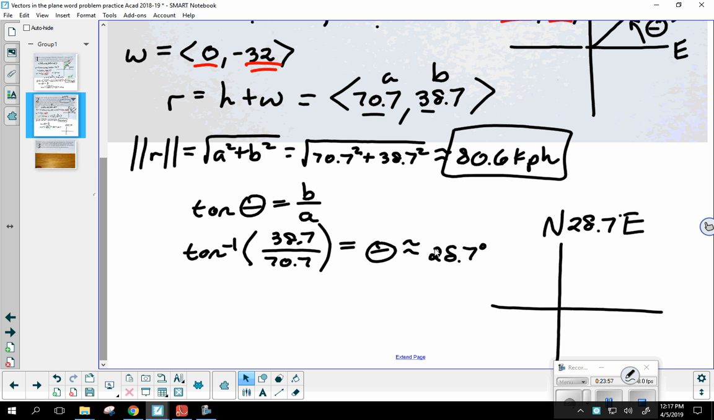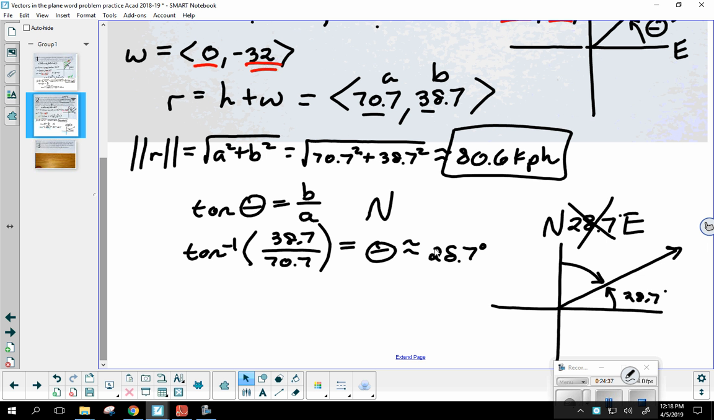Now remember, this angle theta for these two formulas right here, theta will always start what? It always starts from the positive x-axis, standard position, right? So what we just found, 28.7, let's say that's this right here. Now remember, we want our answer as a quadrant bearing. Quadrant bearing always rotates off the y-axis, whether positive or negative. So since we're going to be in quadrant 1, it's definitely going to be north. I would have to rotate right, but the question is, how far right am I rotating?